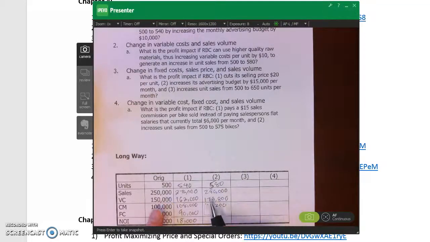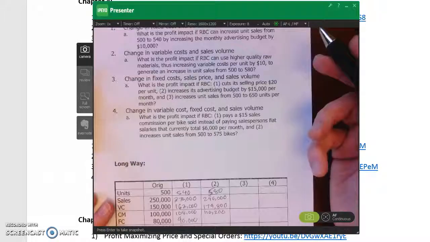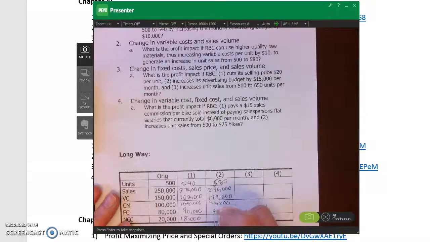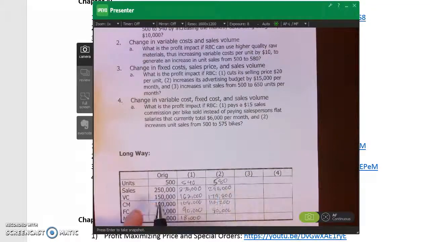So again, each one of these we're comparing against the baseline scenario, so I don't see anything in this scenario about fixed costs changing, so I'm assuming it stays constant at the 80,000. I'm not comparing this scenario against that scenario, I'm comparing this scenario against the baseline. Okay, so fixed costs did not change. They stay the same at 80,000.